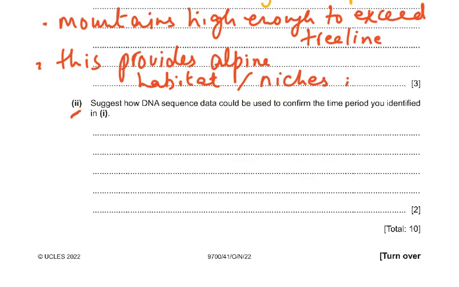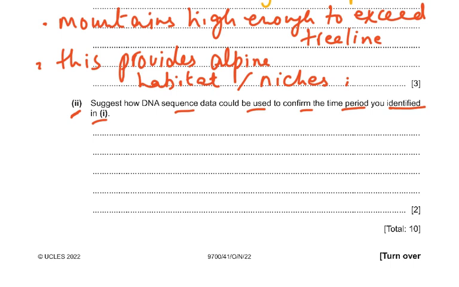And then we come to the last part of the question. Suggest how DNA sequence data could be used to confirm the time period you identified in part one. Now, how will you do that? You compare, find similarities and differences in the DNA. Yeah, but what do you compare it with? Of alpine species and the lowland species, and find the time when species evolved.